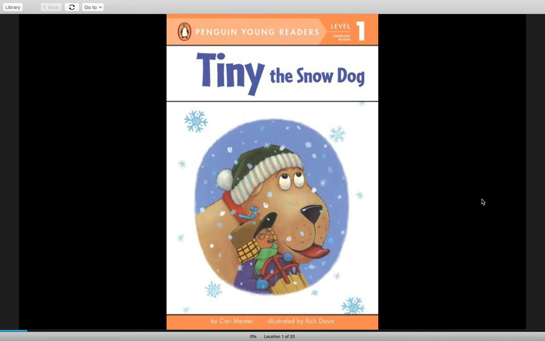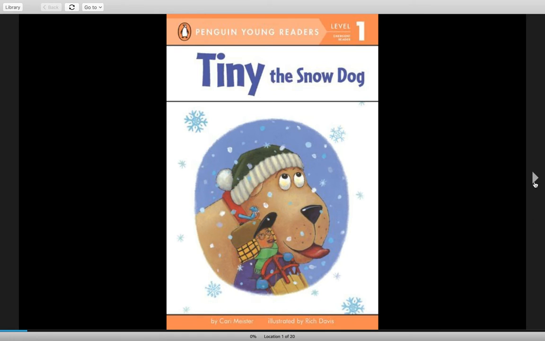Today, for our independent reading lesson, we are going to be reading the fiction book Tiny the Snow Dog. Now, before we get started, I want you to think about some strategies that you can use before you read a story. So, think about some different things that you can do. One thing that you can do is ask yourself questions. You can look through the pictures in the story. You can think about what you think the story might be about.